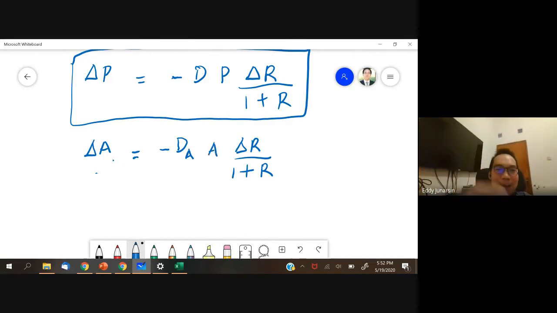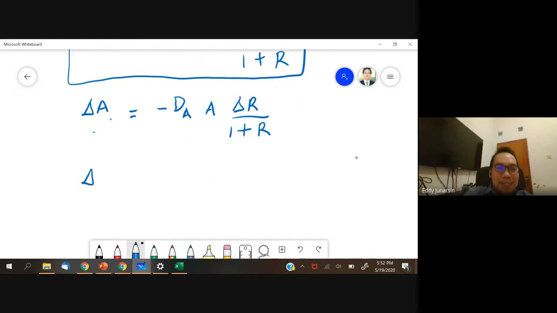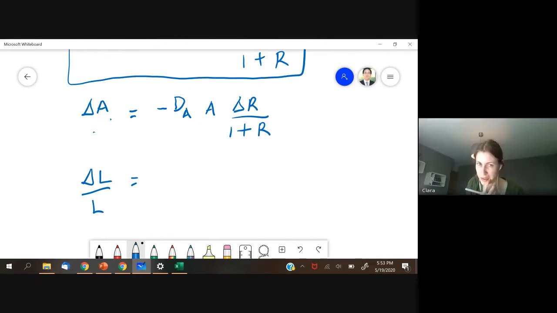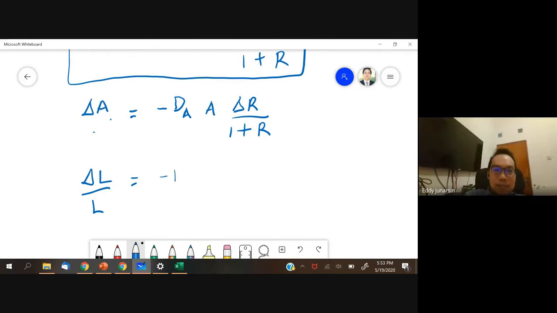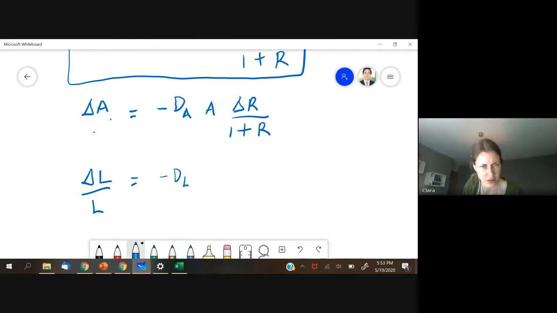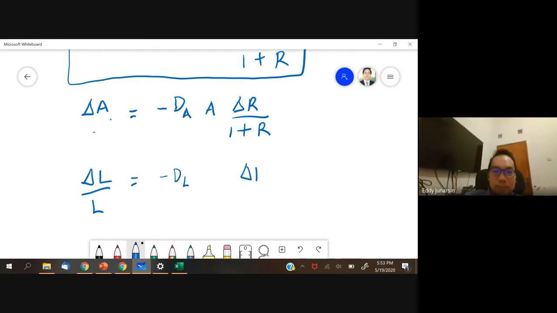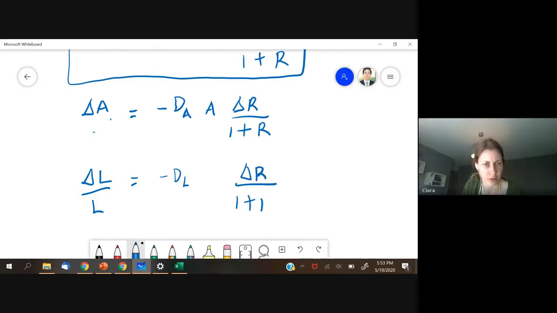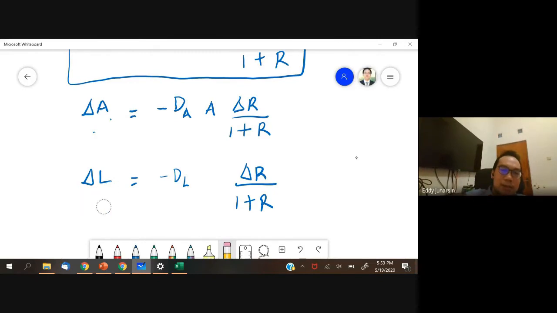So Clara, tell me now, what about this? So that would be the same: minus duration of the liabilities multiplied with the change in the interest rate divided by 1 plus original interest rate, and then we could move the original liabilities, multiply them with the duration. Okay, easy, right? Just the same.